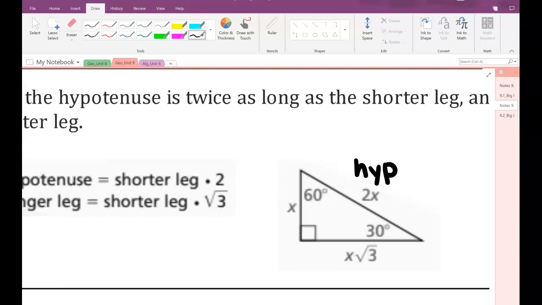So our shorter leg is going to be x. So this is our short leg. And then x square root of 3, this is our long leg. And we can use that our longer leg is equal to our shorter leg times the square root of 3.